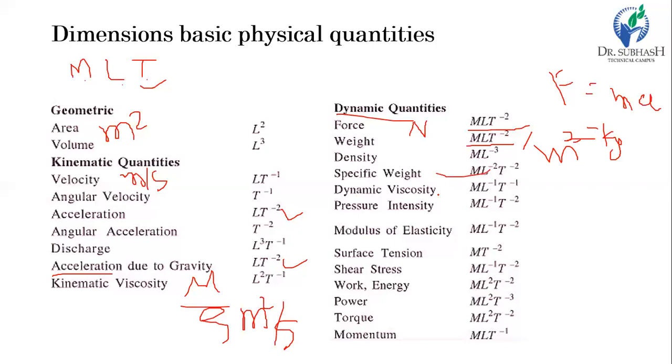Dynamic viscosity: you must again know the unit of dynamic viscosity, Newton into second per meter square. Now we have the fundamental dimension of Newton, which is M L T minus 2. Newton into second has the T parameter one more time, and then divided by meter square, which is L 2. So it will become 1 minus 2, so minus 1, and minus 2 plus 1, so minus 1. So M L minus 1 T minus 1 is the dynamic viscosity.